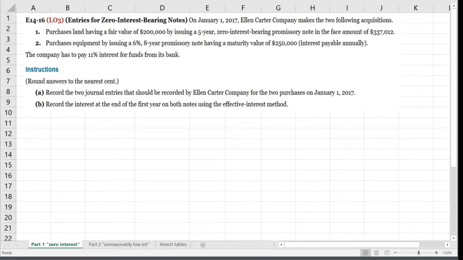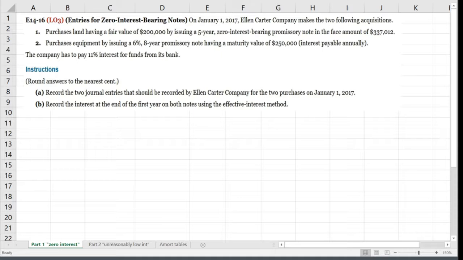Okay, so I'm going to talk about a couple of examples from Chapter 14 where we can use our amortization table not only to talk about interest and amortization for bonds, but also for notes payable. So real quickly, a note payable is an arrangement between a borrower and a lender, and it's really a one-to-one kind of relationship.